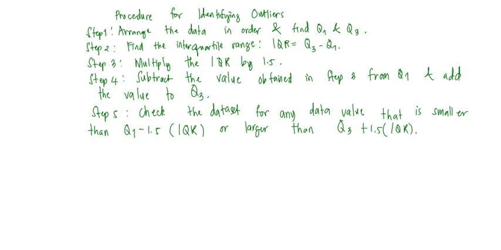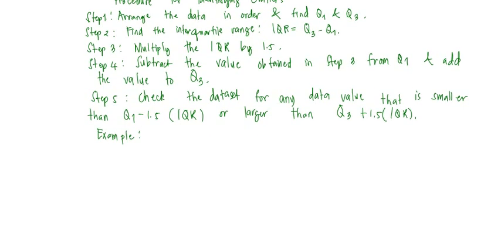So, if we want to apply these steps, I'd like to have an example para mas maganda yung pagka-explain niya, and then apply those steps. So, let's say may data set ka nga 5, 6, 12, 13, 15, 18, 22, 50. Tapos, as you can see, by inspection, you could easily determine na meron siyang extreme value.